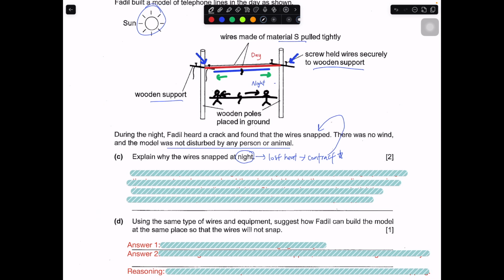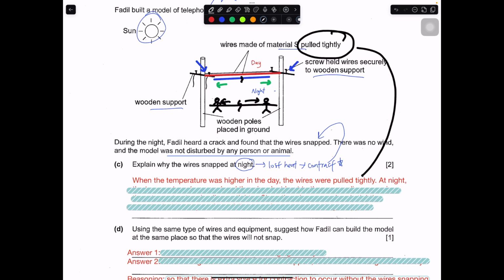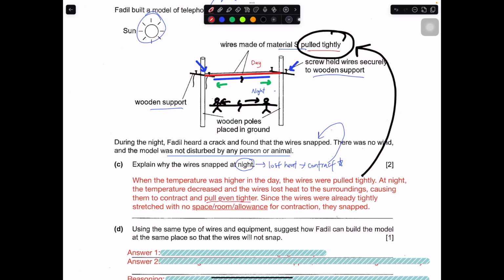This part is a bit hard to answer because this question is quite novel. When the temperature was higher in the day, the wires were pulled tightly. So this is the clue, right? Pulled tightly. At night, the temperature decreases and the wire lose heat to the surrounding, causing them to contract and pull even tighter, which is on this part. The pulling force is stronger. So since the wire were already tightly stretched with no space, room, or allowance for contraction, they snapped.